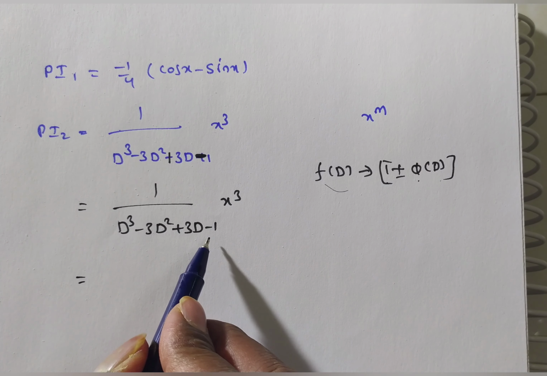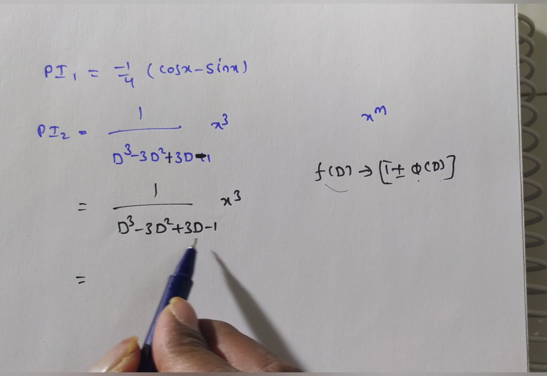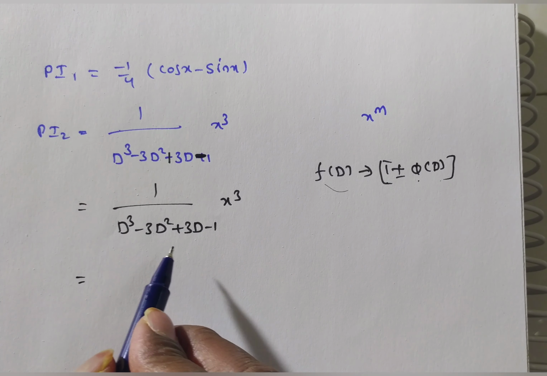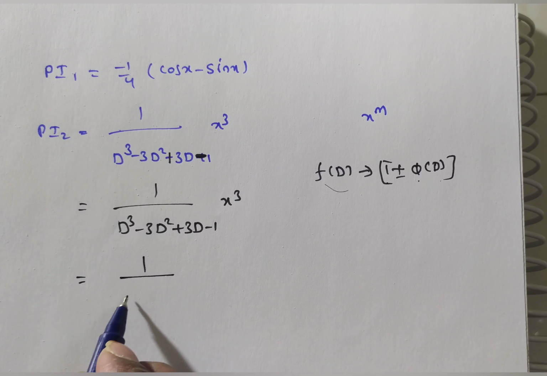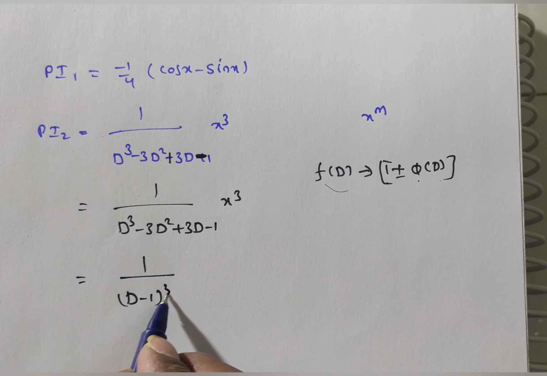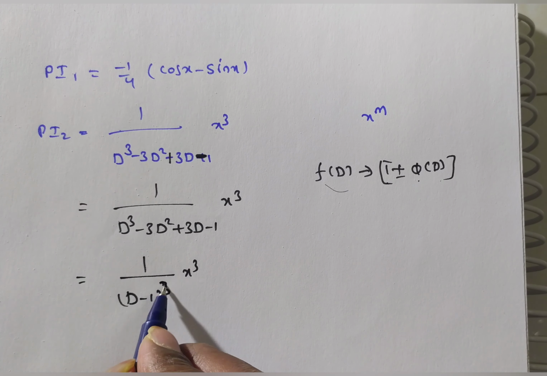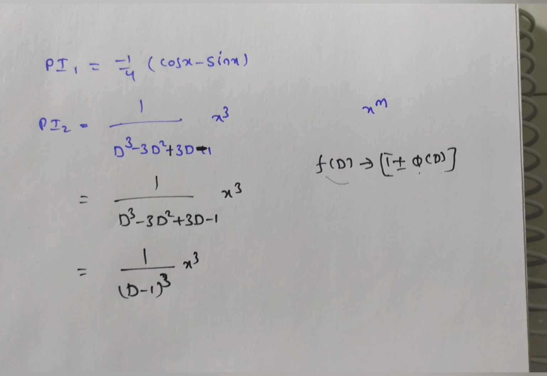The roots of this differential equation, the roots of this polynomial, are what actually? D is equal to 1 we are getting. Yes or no? So how many times? 3 times. So this one you can write as (D minus 1) whole cube into x cube.